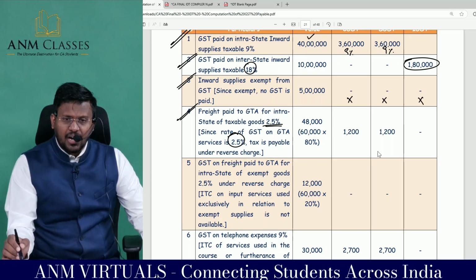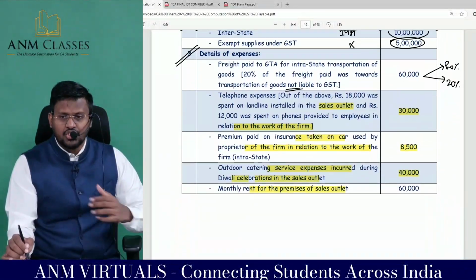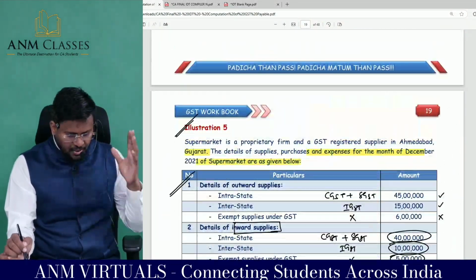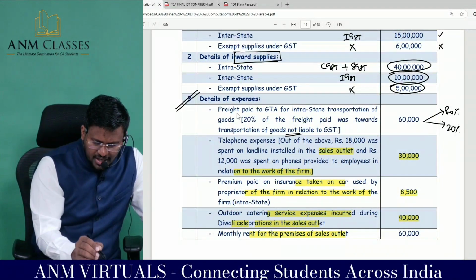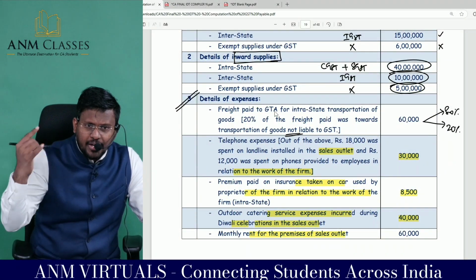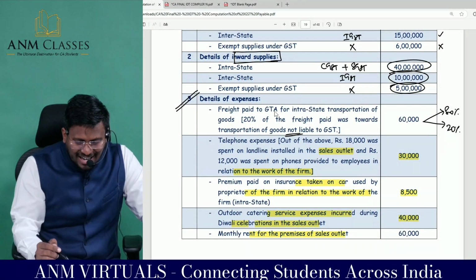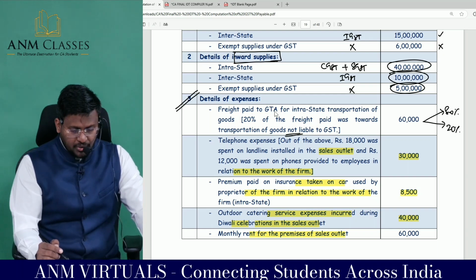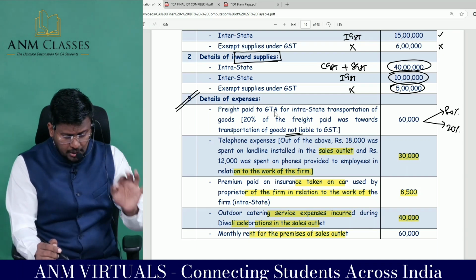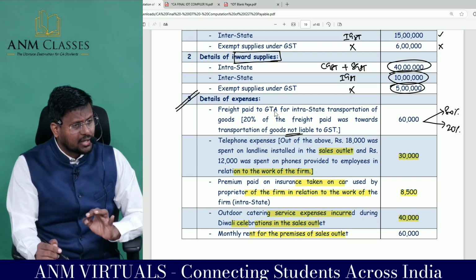2.5%. Tax is payable under what charge? Reverse charge, because GTA is a reverse charge mechanism. You read this line: freight paid to GTA. So we paid freight to whom? GTA, for intrastate transportation of goods. 20% of the freight was paid towards transportation of goods not liable to what?